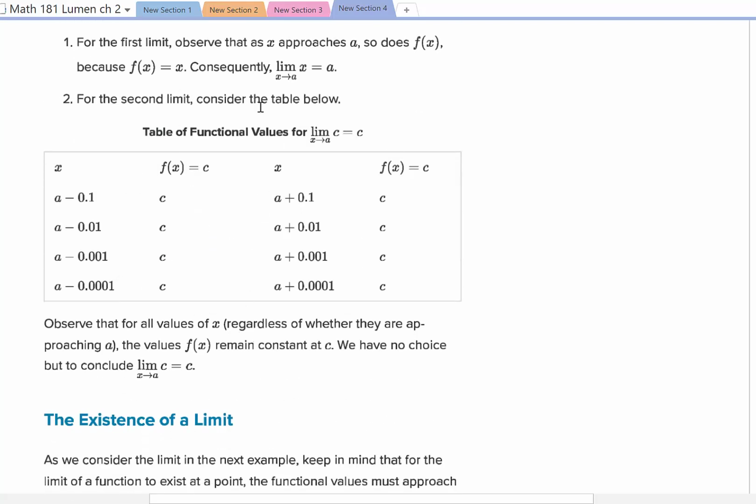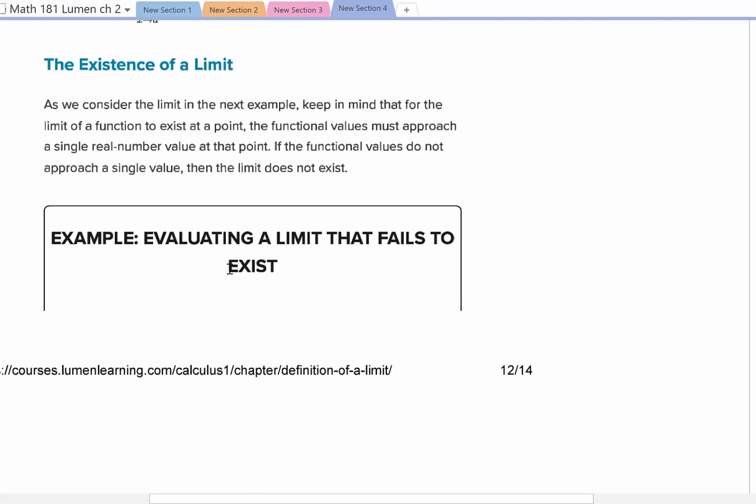So these are just showing you why that's the case. And let's talk about the existence of a limit. As we consider the next example, keep in mind that for the limit of a function to exist at a point, the functional values must approach a single real number value at that point. If the functional values do not approach a single value, then the limit does not exist.